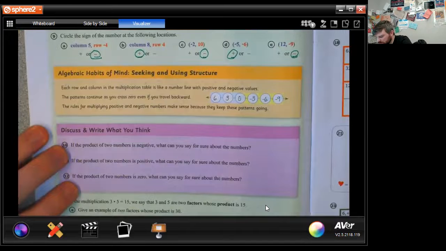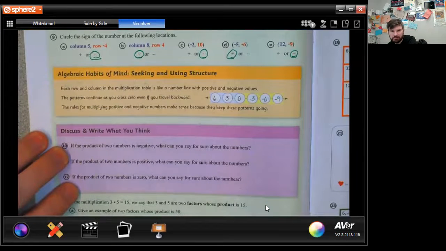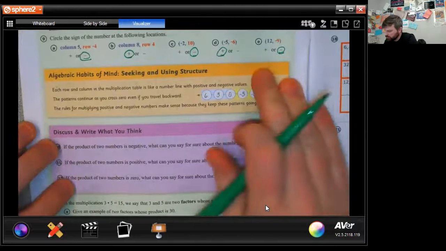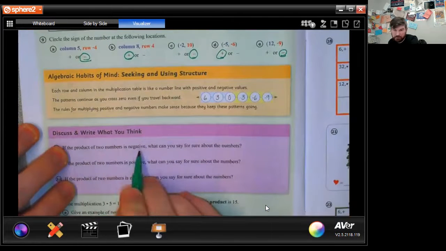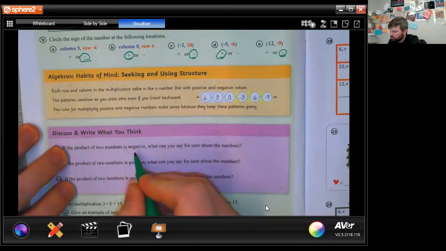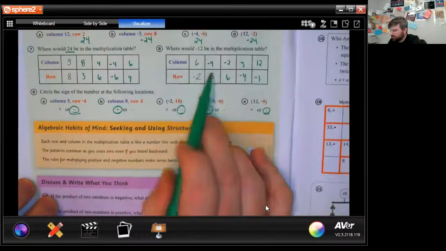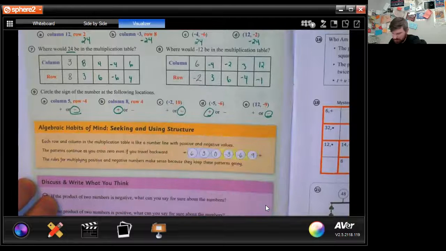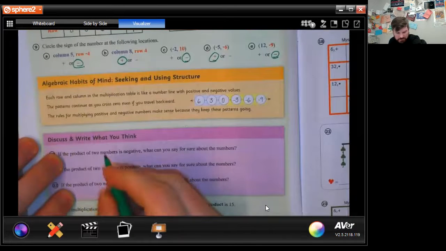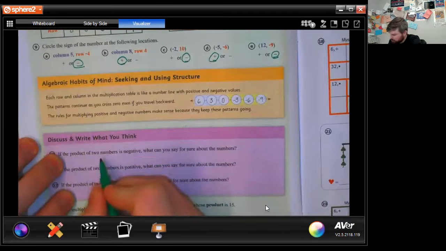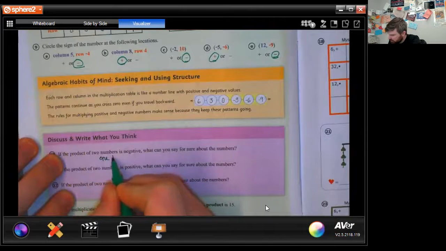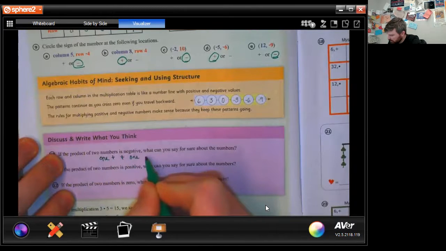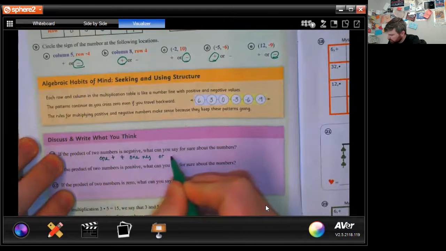If the product of two numbers is negative, what can you say for sure about the numbers? So if you multiply two numbers and it's negative, what can you say about the two numbers? Well, we mentioned up here, if I get a negative, one of the numbers has to be negative, one has to be positive, or they have opposite signs. One positive and one negative, or opposite signs.